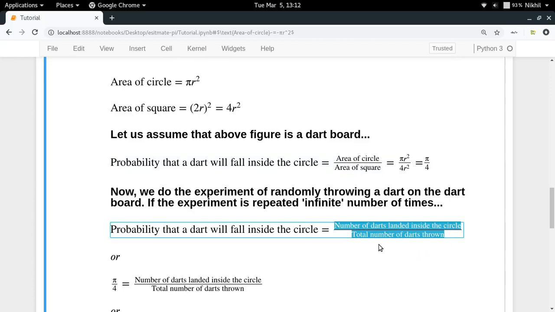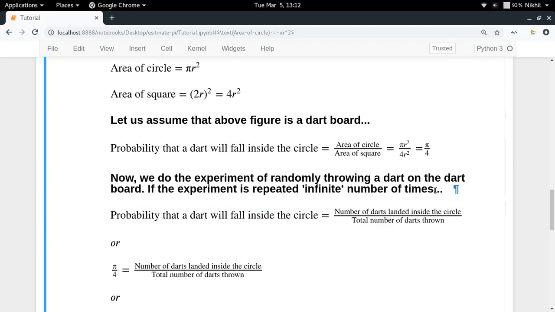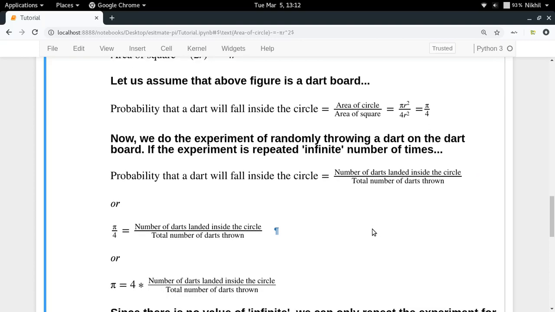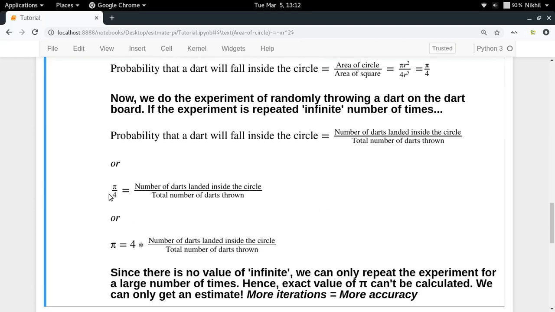So this is the probability. Now we have got two values for probability, one is pi by 4 and another one is this. If we put them together, we get pi by 4 is equal to the number of darts landed inside the circle divided by the total number of darts thrown. Or we can simply say that the value of pi is equal to 4 times the number of darts inside the circle divided by the total number of darts thrown, right?